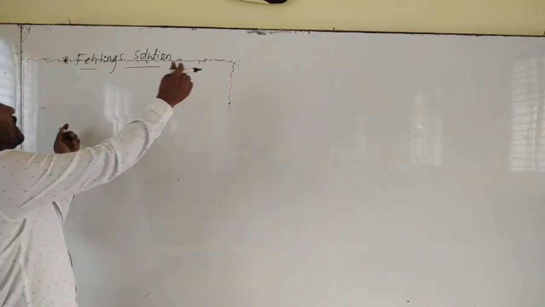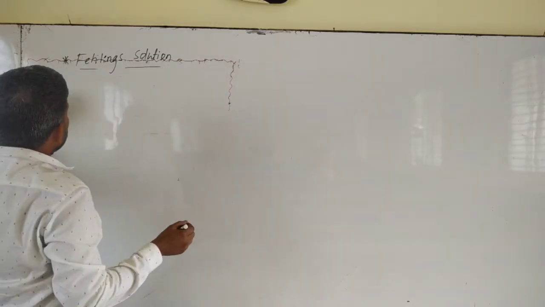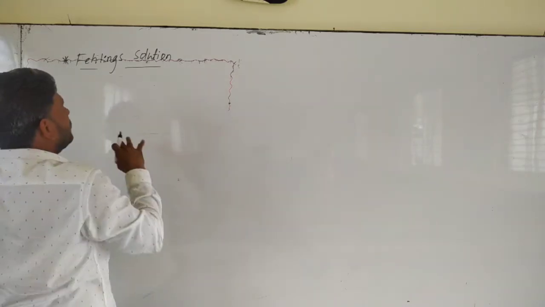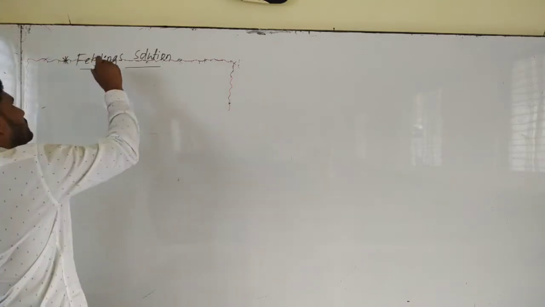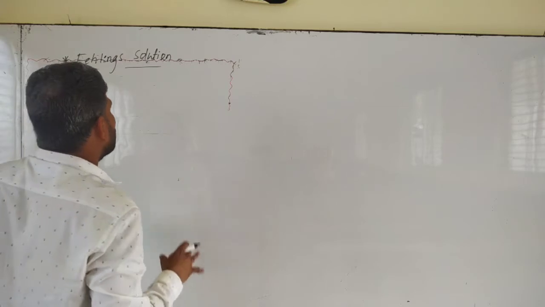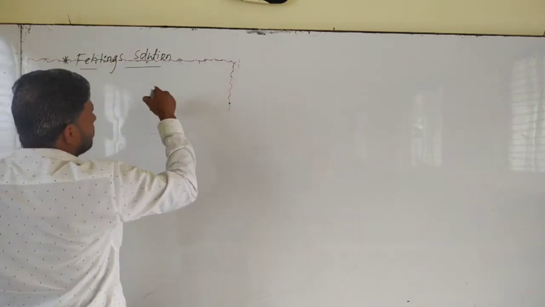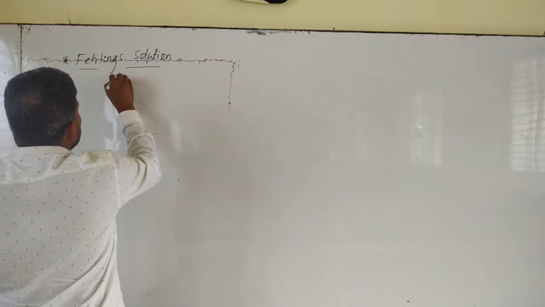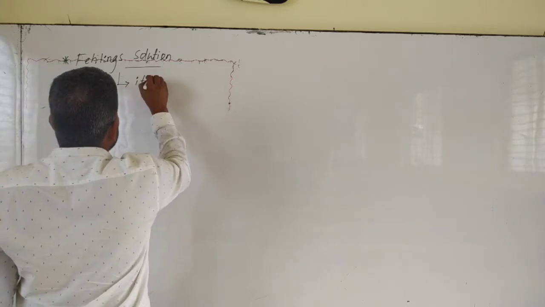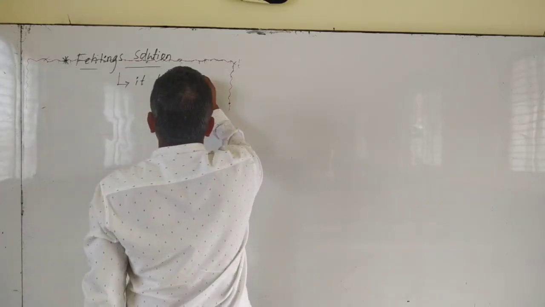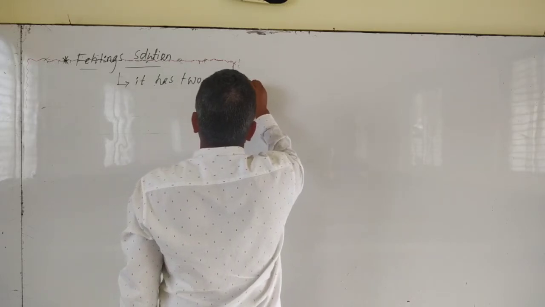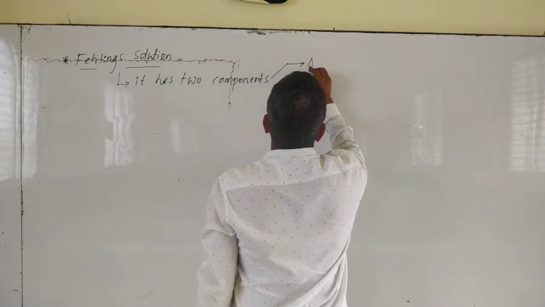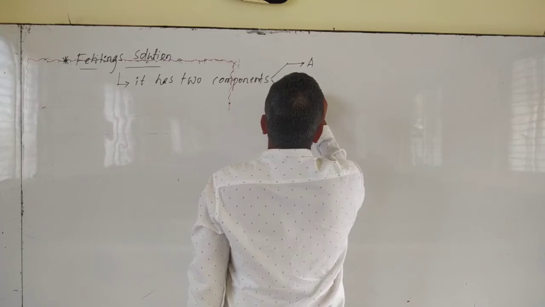See, you know already the Tollens reagent. What is Fehling solution? Before going to discuss oxidation of aldehydes by using Fehling solution, I will discuss what Fehling solution is first. You should know what Fehling solution is so that you can understand the oxidation process. Fehling solution has two components: Fehling solution A and Fehling solution B.